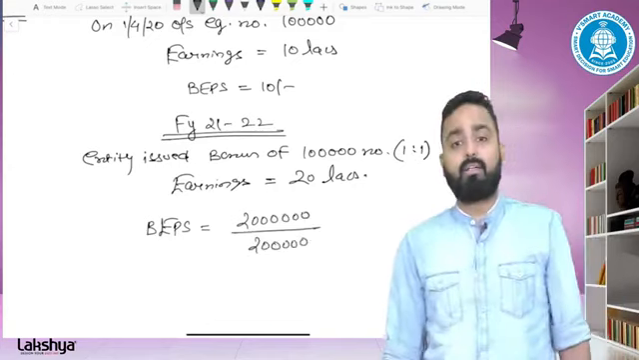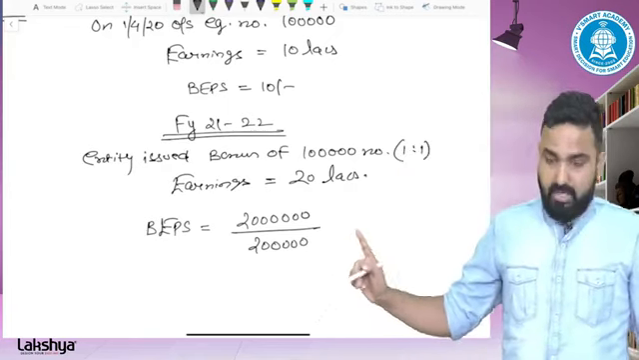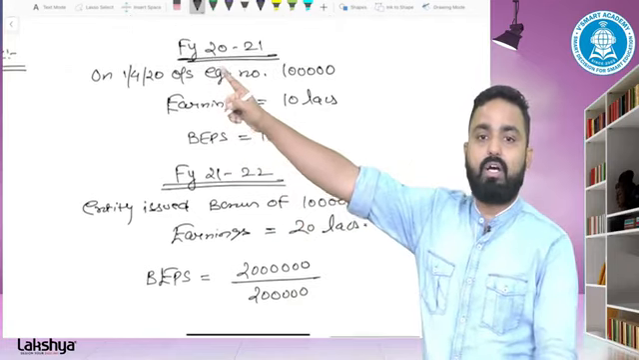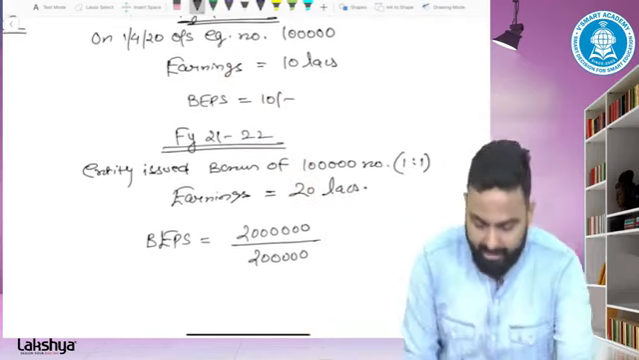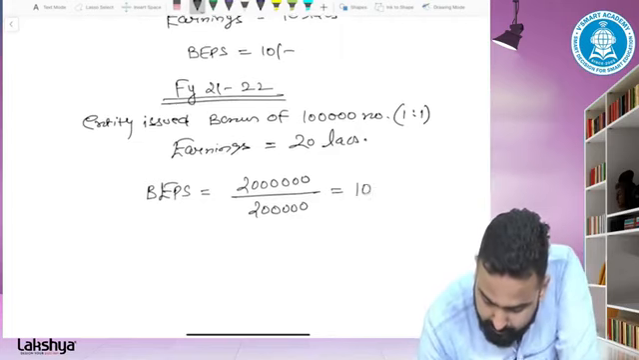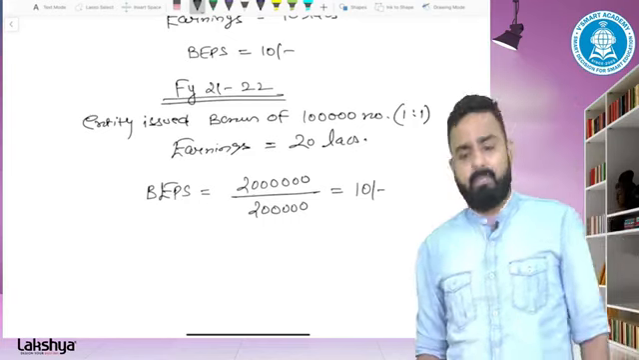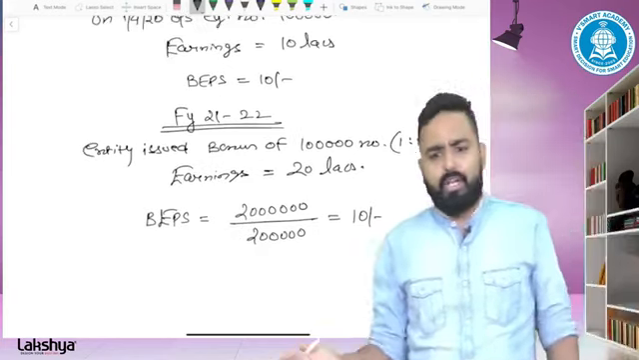Sir, how come 2 lakh? 1 lakh was the original outstanding shares and 1 lakh is the bonus. So 2 lakh. So the basic EPS will be 10 for the financial year 21-22. Okay, it's correct, not an issue.